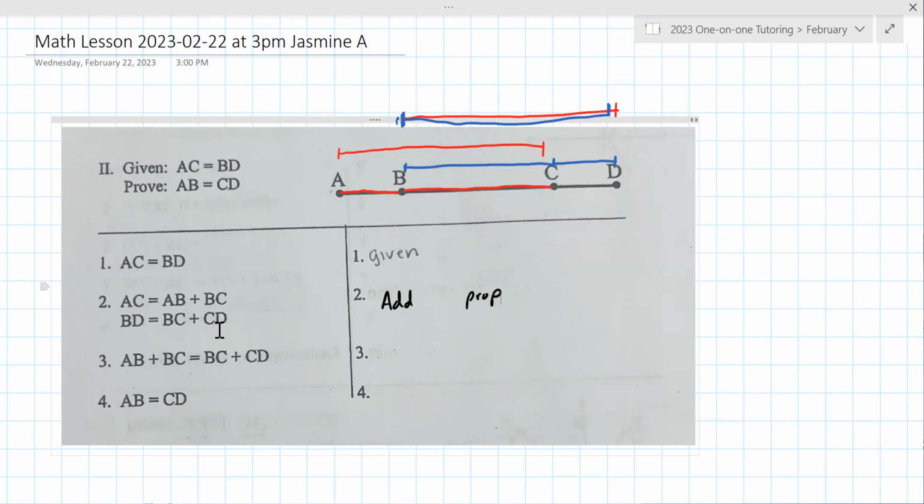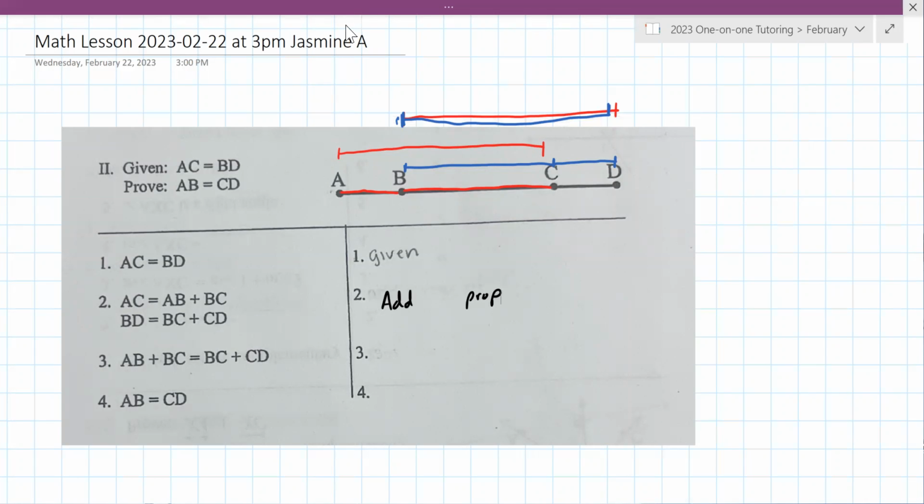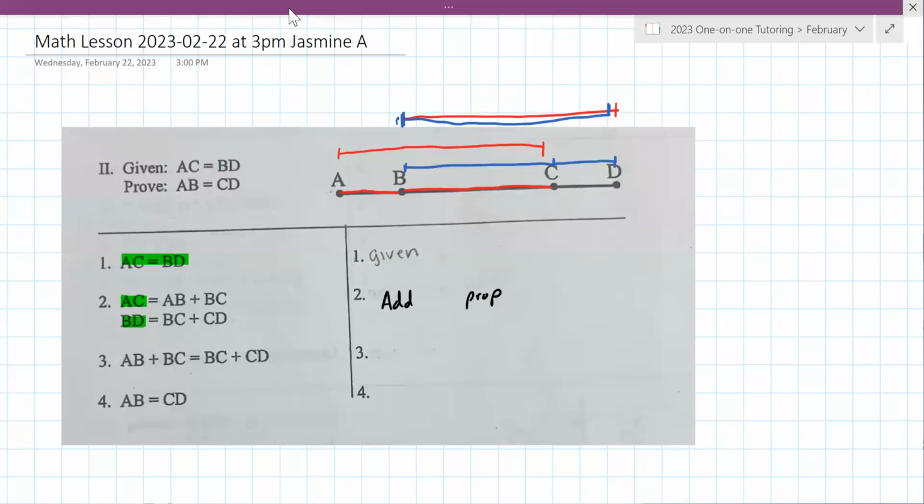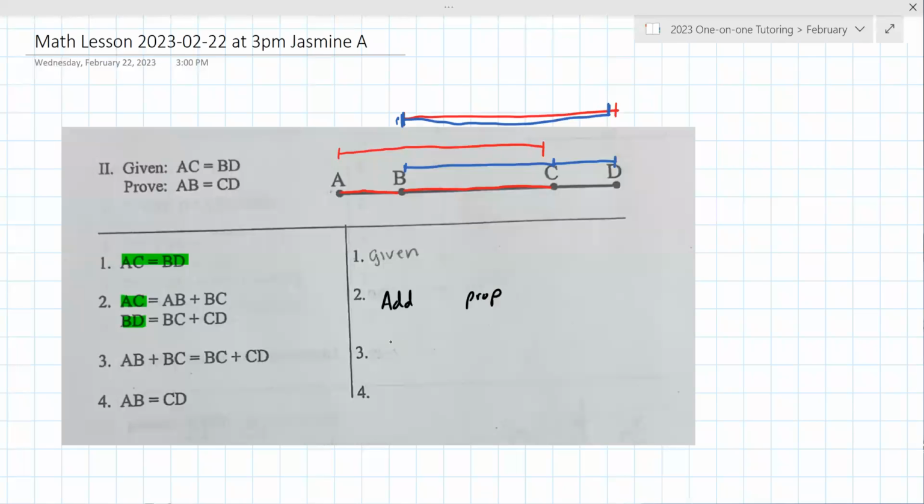Okay, so in the next line, what they're using is the fact that AC equals BD. So you can set the part for AC equal to the part for BD. So that's literally the substitution, because you're substituting in for both of them in this case. Does that make sense? Yeah.